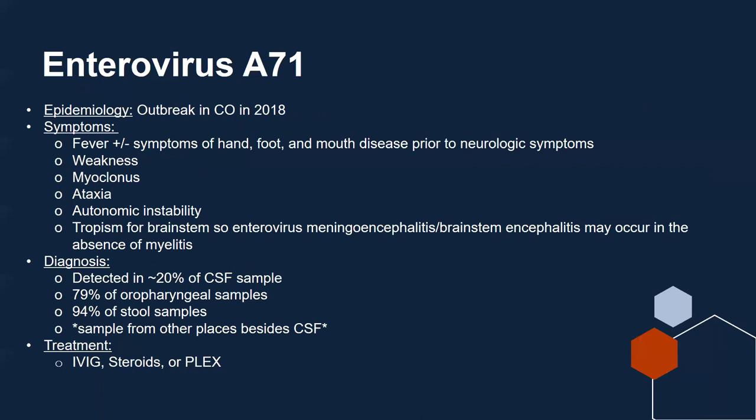So the enteroviruses are a pretty well-known cause of AFM, particularly A71 and D68 serotypes. In 2018, there was an outbreak of AFM in Colorado related to enterovirus A71. All of the children in this cohort had fever. Many had lesions that appeared consistent with hand, foot, and mouth disease. And this occurred just prior to them developing neurologic symptoms. They presented primarily with weakness, myoclonus, ataxia, and some autonomic instability. A71 specifically has more autonomic instability when compared to other enteroviruses.